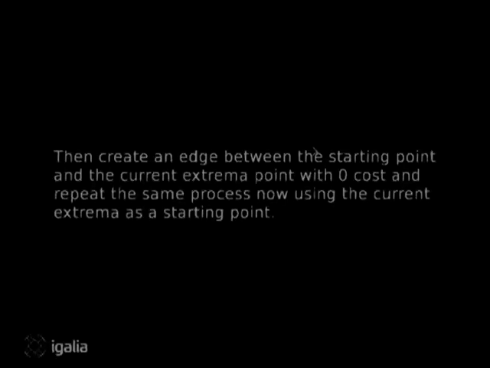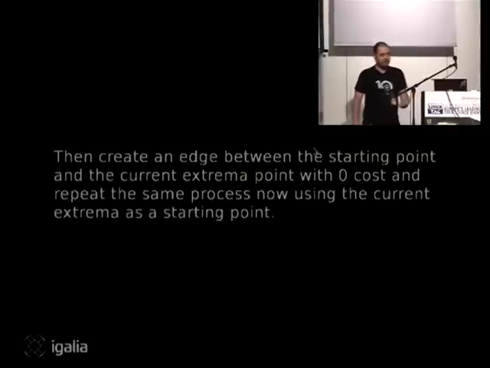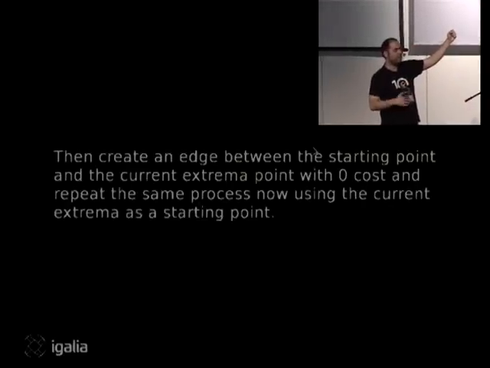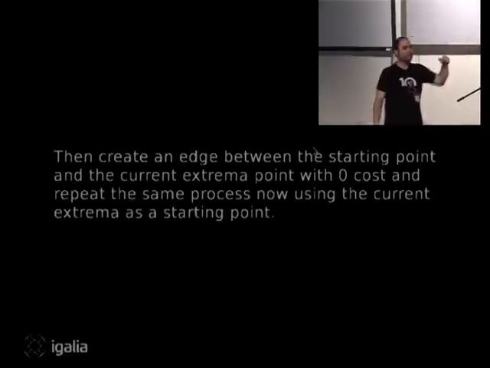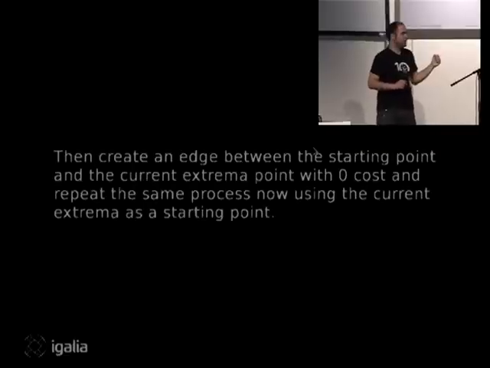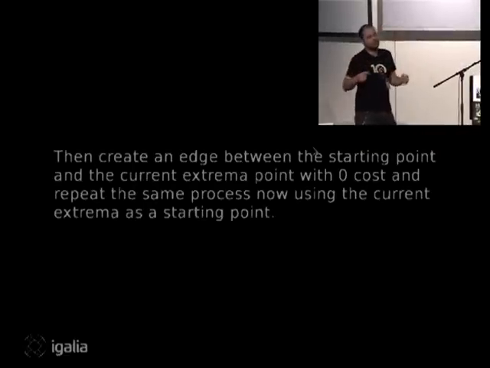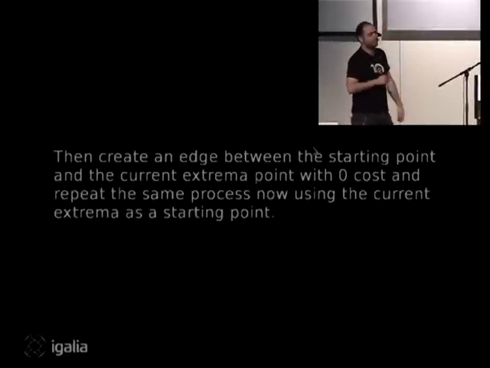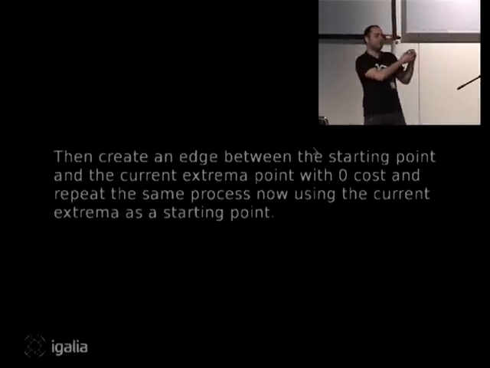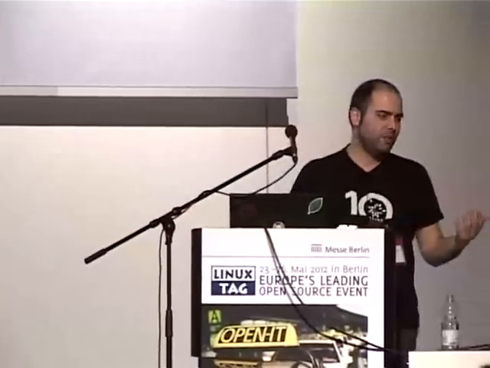Okay, so once we find those extremas, what we need to do is to connect them with the point where we started from, and we connect them with a zero-cost edge. What it means is that the next time you calculate Dijkstra from the starting point, you will no longer get the same extrema because you already have a path to that extrema that costs 0. So this means that you will not have repeated extremas, okay?